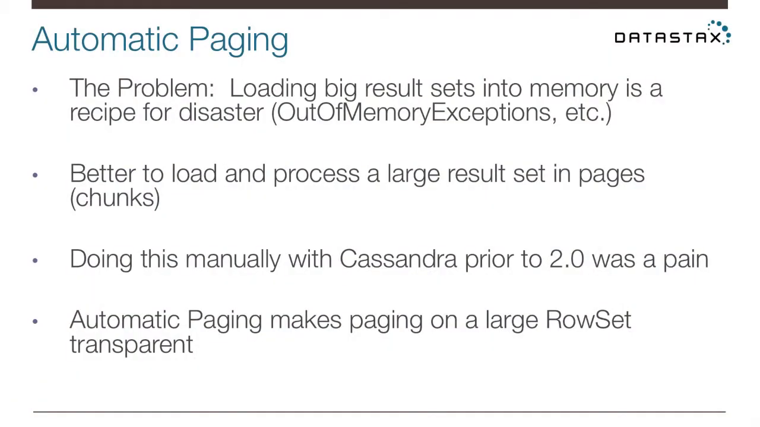So the idea with automatic paging was, for people that are dealing with these really big record sets, let's make it easier for them to essentially iterate through and process a really, really large record set. Let's make the amount of code that they have to write a lot less. So let's make the paging part transparent. And what does that actually look like?